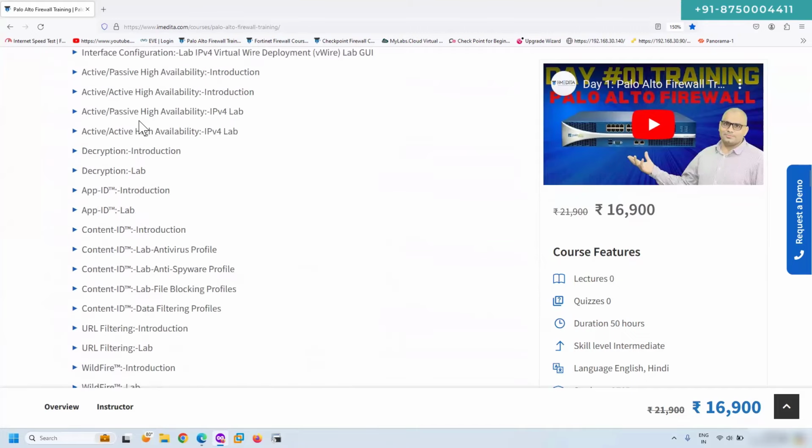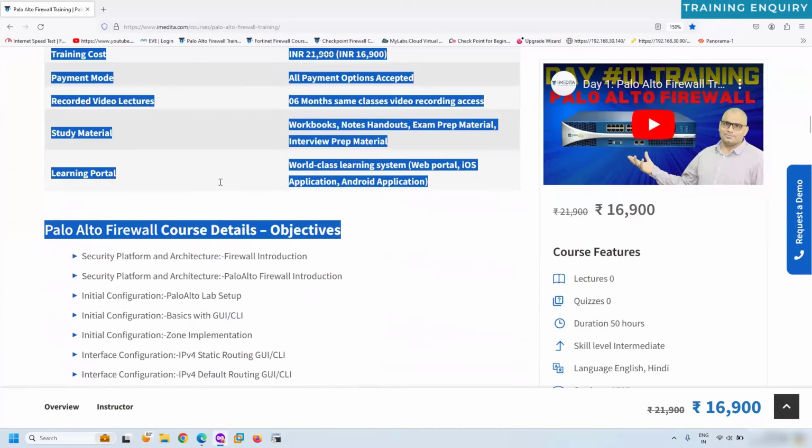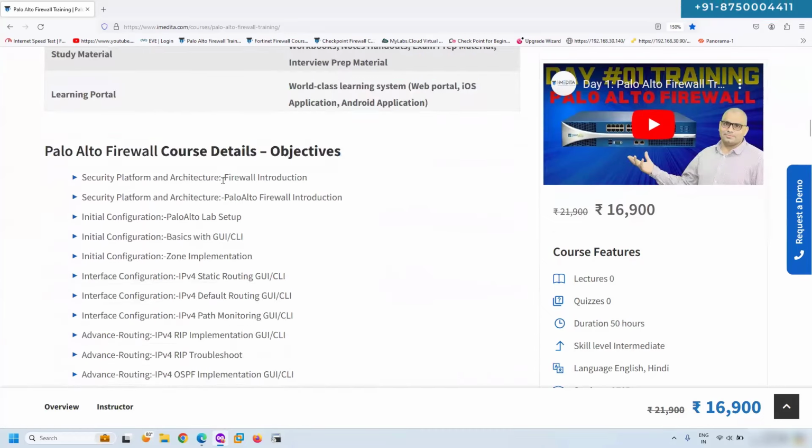Let's start. First of all, we will go with security platform and architecture. In this section, we will learn what a firewall is and how many firewall techniques are available in the market. We will discuss them, like packet filtering, proxy server, stateful firewall, and transparent firewall, as well as next generation firewall.